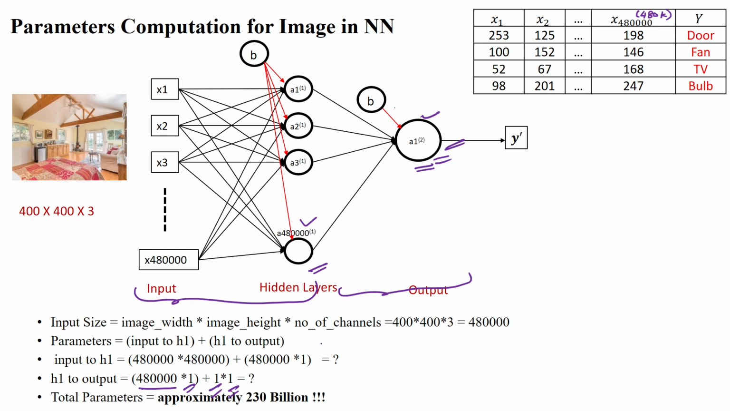When you calculate, you get approximately 230 billion parameters for this given input image of 400 by 400 by 3, with 480k neurons in the hidden layer and 1 neuron in the output layer. Here the number of neurons has an impact on the calculation of parameters, and the input size also has an impact on the calculation of the parameters in the given architecture.